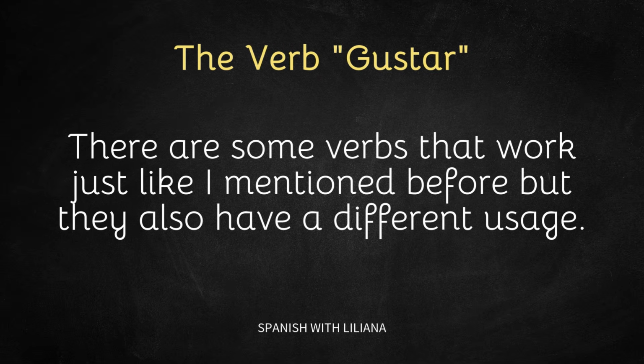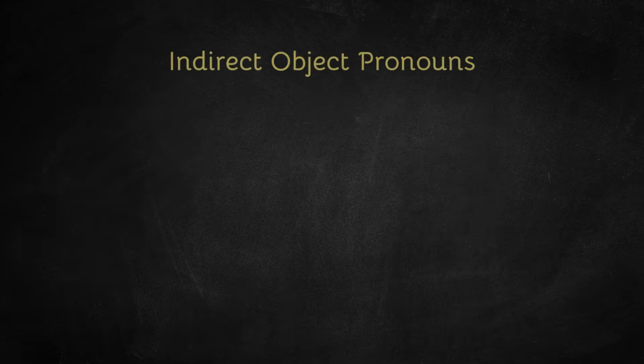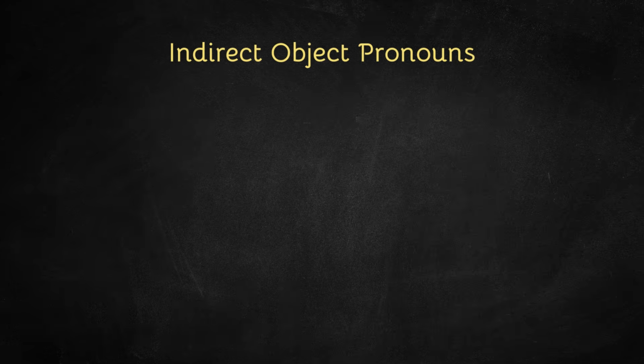Let's move on to the verb gustar and other similar verbs. There are some verbs that work just like I mentioned before, like they're conjugated in the different forms, but then there are some of these verbs like gustar that are conjugated differently. Gustar is commonly translated as to like, but it's easier to think about it as something is pleasing to the subject. To use gustar and other verbs like this, we need the indirect object pronouns.